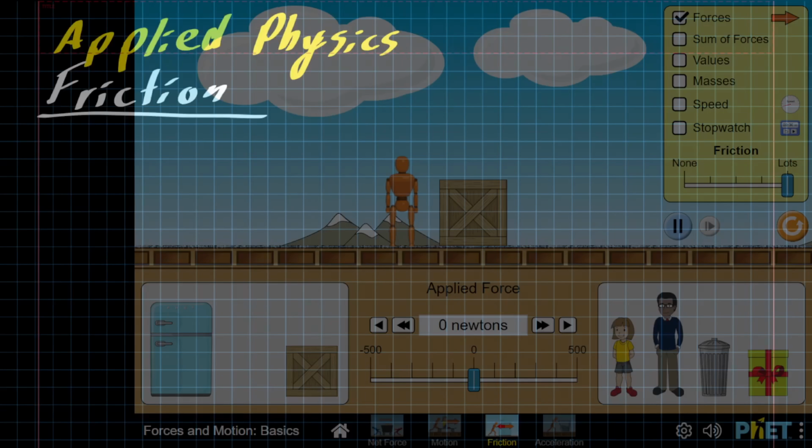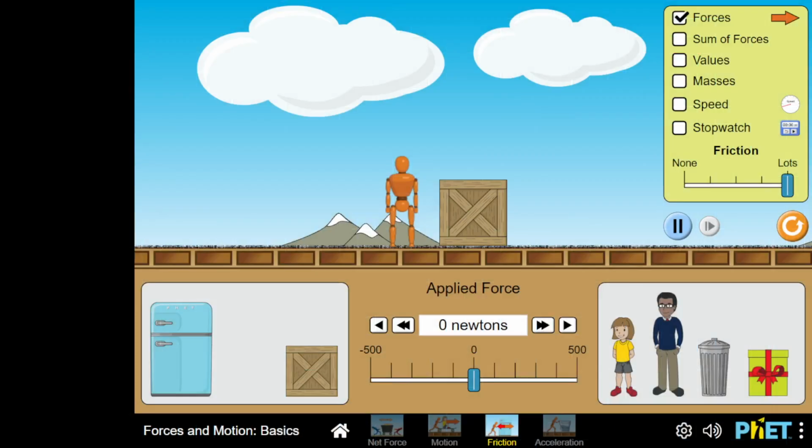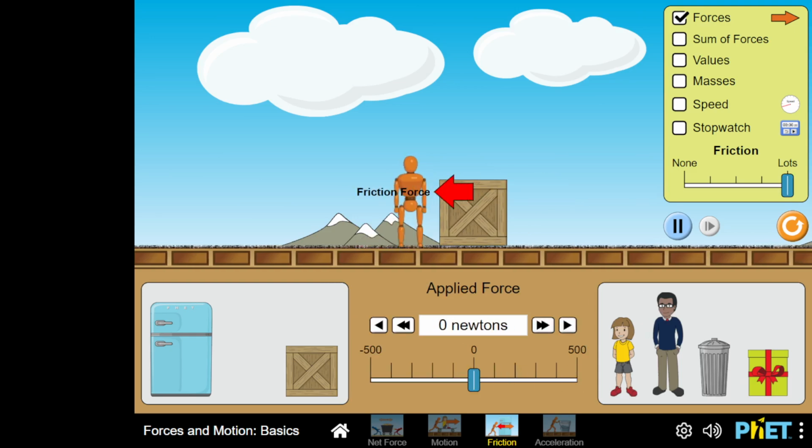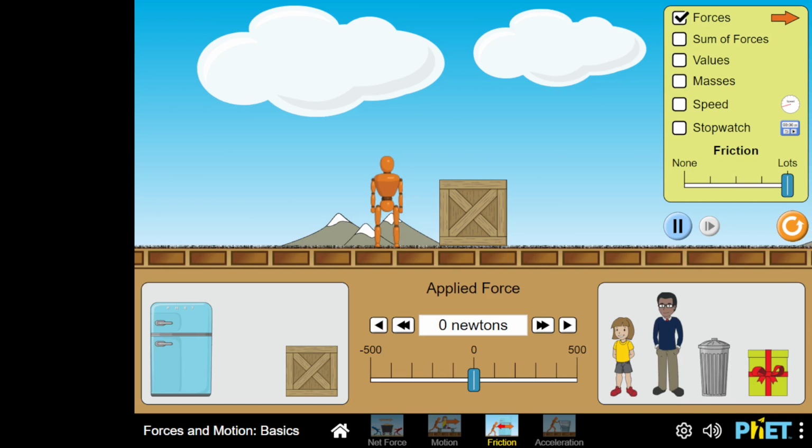I apologize, this is a little bit bright, but let's look at this nice simulation of us, a crash test dummy, applying a force that I can control by this slider down here onto a crate which has lots of friction. As I push, it starts moving, and when I let go, it stops.